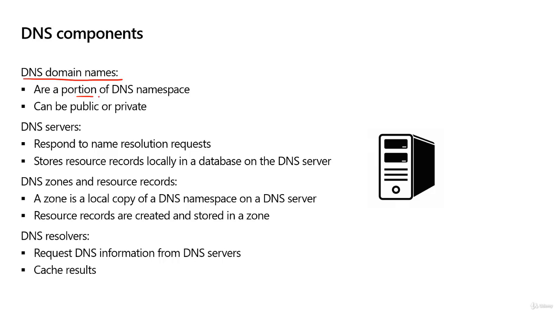This is a portion of DNS namespace that can be public, which would be used on the internet, like google.com, microsoft.com would be public, or they can be private. That would be something you use internal to your company. I have a domain named rtsnetworking.com internal that is my Active Directory domain. So you can have a public namespace or you can have a private namespace.